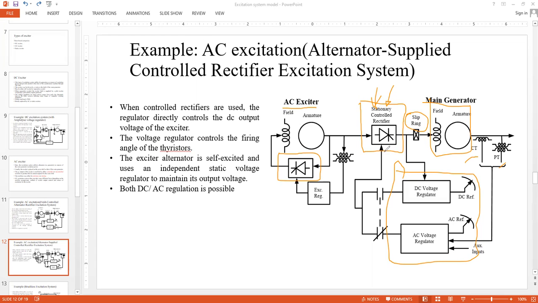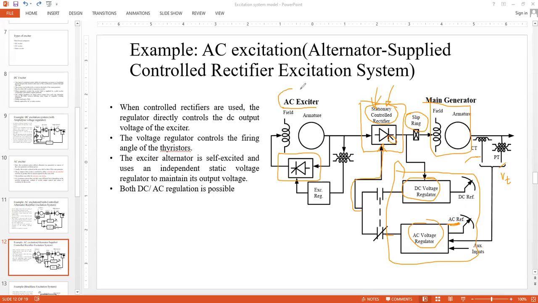So this control is now coming. So now you see this AC voltage regulator or DC voltage regulator is actually controlling this block over here, the rectification block, which is a controlled one now. So the firing angle is directly being controlled now with the help of this AC voltage or DC voltage regulator with the information of VT, of course, the terminal voltage and AC reference.